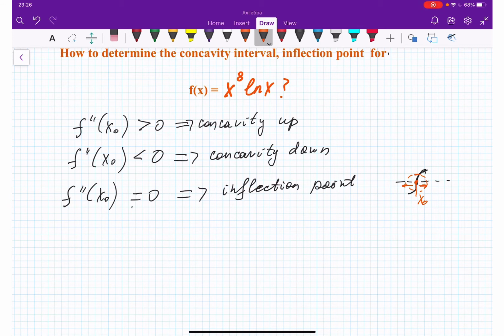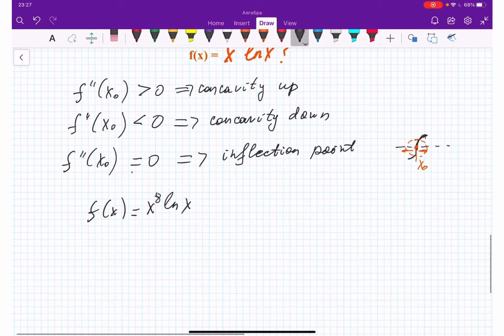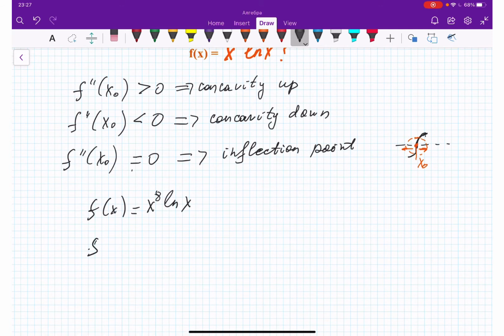So in this specific case, f of x is equal to x to the power 8 times natural logarithm x. Our restriction is going to be that the domain has to be all positive, because the natural logarithm is defined for positive real numbers. Okay, so let's take the first derivative. Before we move to the second, first we have to take the first derivative.